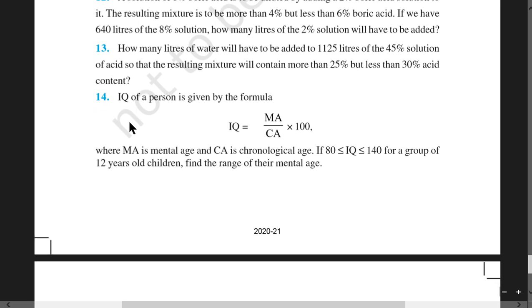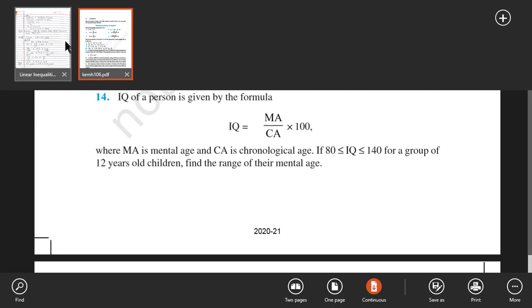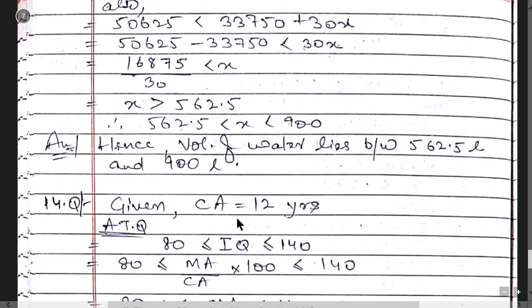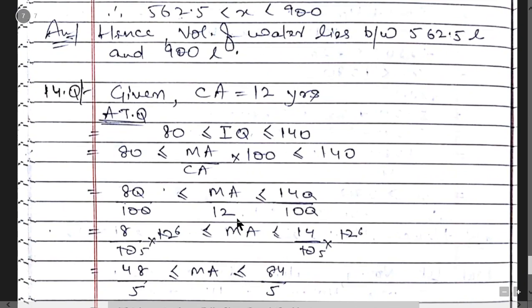Let us start with question number 14. IQ of a person is given by the formula MA, that is mental age, over CA, chronological age, multiplied by 100. And the limits are given to you, 80 less than or equal to IQ less than or equal to 140. You have to find the range of their mental age. CA is given to you, that is 12 years.